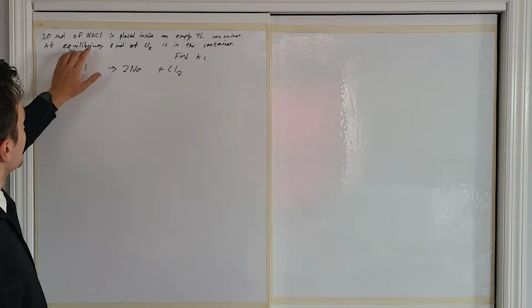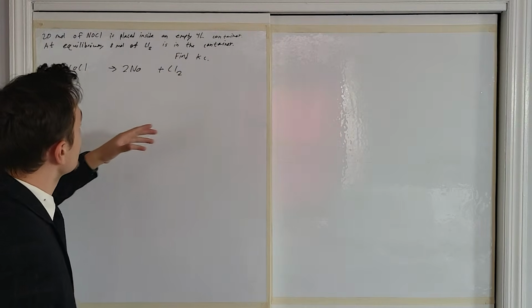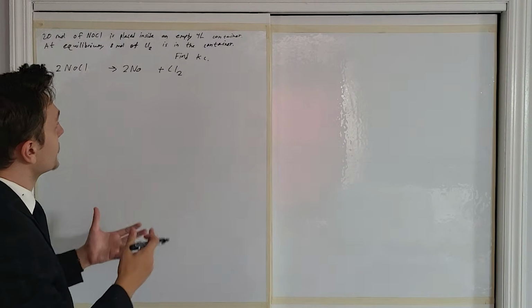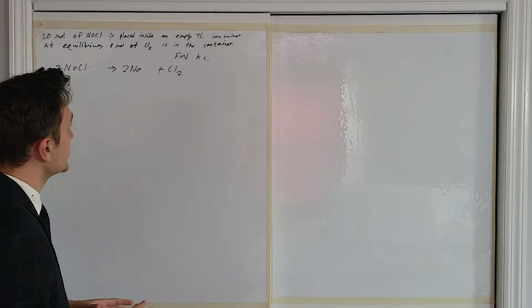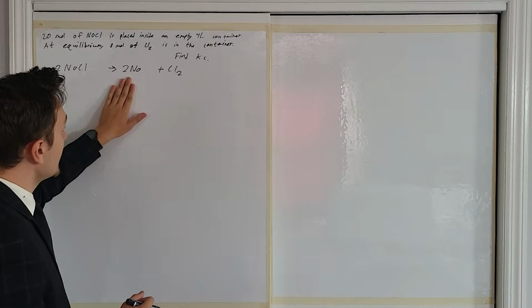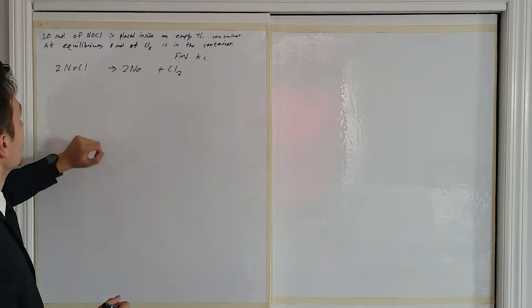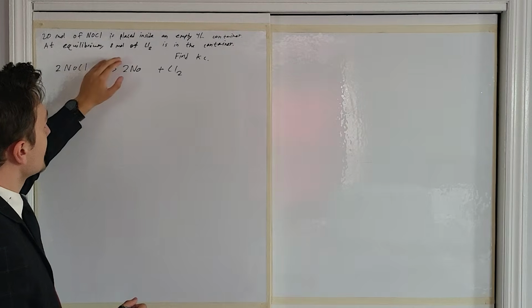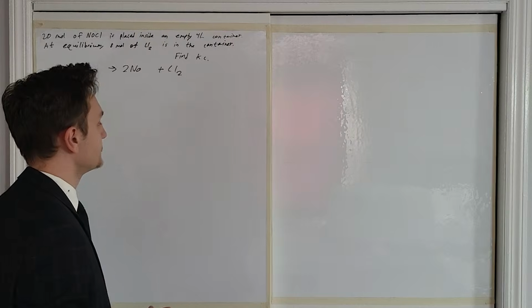20 moles of NoCl is placed inside an empty 4-liter container. So right away, we are able to infer that at the initial time, there is no NO, there is no Cl2 in our container. It's only NoCl. And then at equilibrium, 8 moles of Cl2 is in the container. And we need to find Kc.